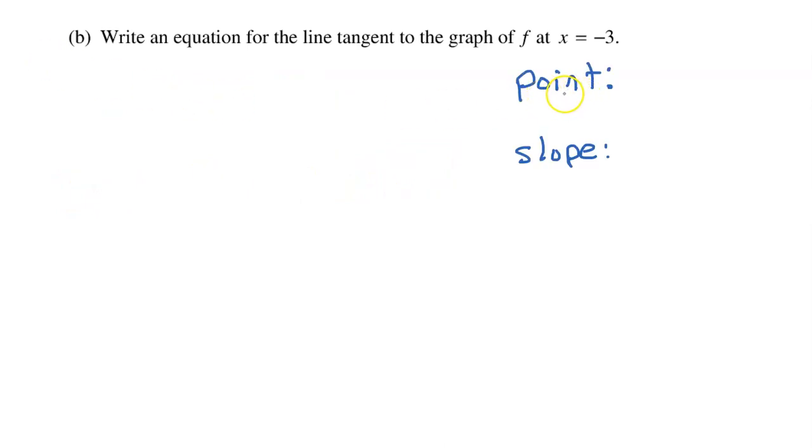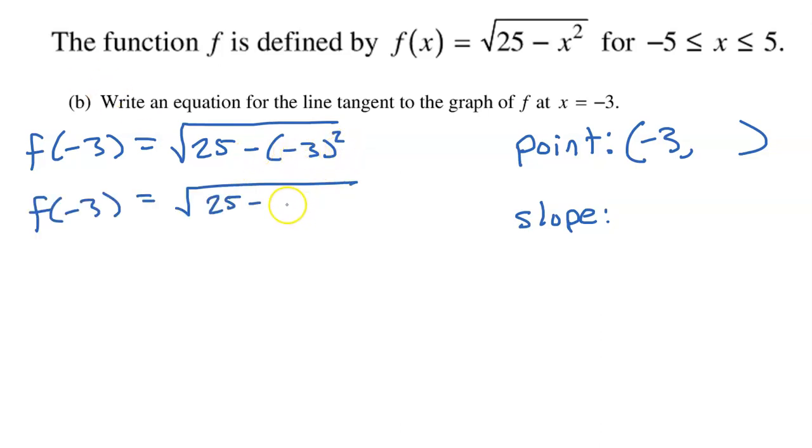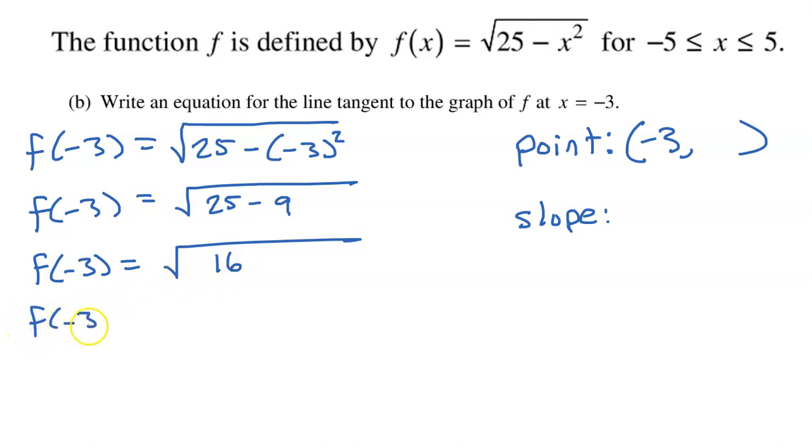Let's start by finding the point of tangency. They gave us the x coordinate, -3. All I need is the y coordinate. So I'm just going to take this -3 and substitute it into the original function. In other words, we need f at -3. So that will be the square root of 25 minus -3 squared. -3 squared is +9, and 25 minus 9 is 16. So f at -3 is 4. So we have the point -3, 4.